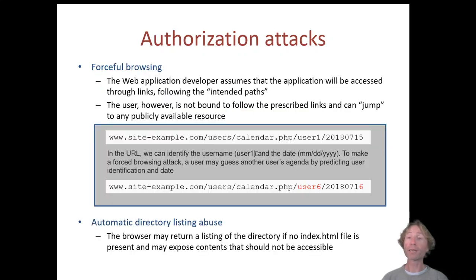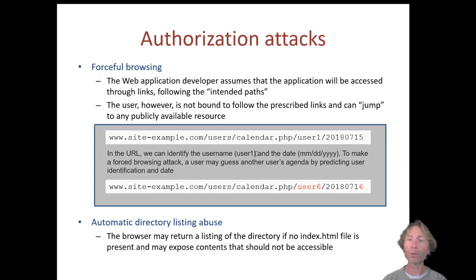A similar type of attack is what we refer to as forceful browsing, where you attack the implicit assumption that the user will always use the intended path to access some resource, right? Go through the links that are provided on a web page. But there's no reason why an attacker would have to do this. What you can do is modify the file names or the parameters that are provided and see whether you can jump to some resources that would normally not be available through the intended path.